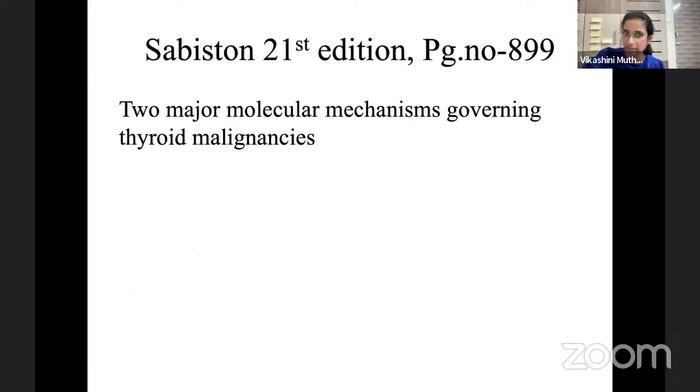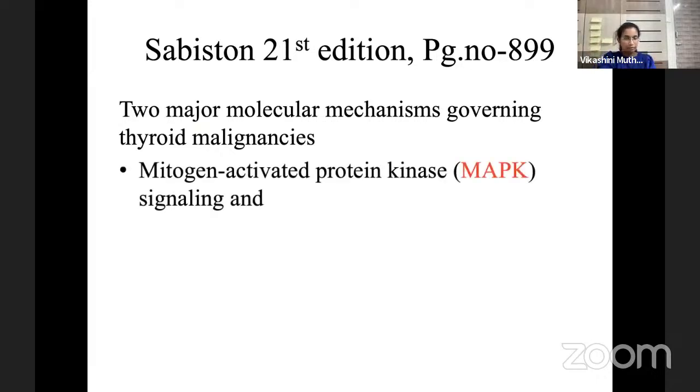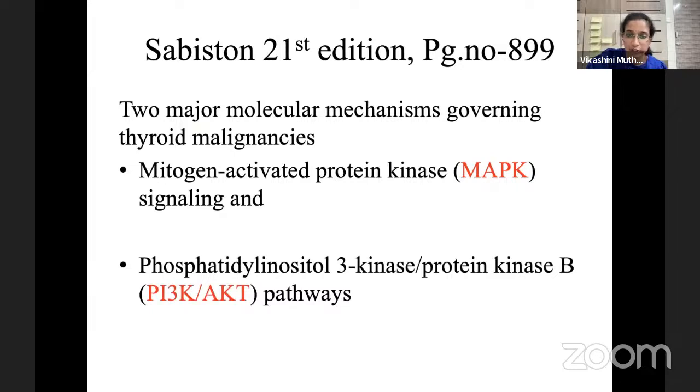or TRK. So basically, there are two molecular mechanisms which govern the thyroid malignancy, and they are the MAPK pathway, that is the mitogen activated protein kinase signaling pathway, or the phosphatidylinositol 3 kinase AKT pathway, that is the protein kinase B pathway. So these two are the molecular mechanisms basically governing the thyroid malignancies. Normally the thyroid gland itself acts based on these molecular mechanisms. If there is any alteration happening here, it will lead to tumor growth.